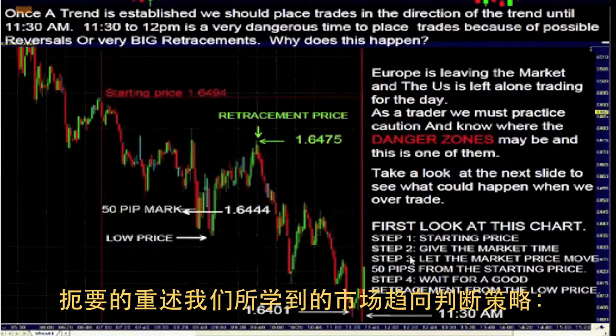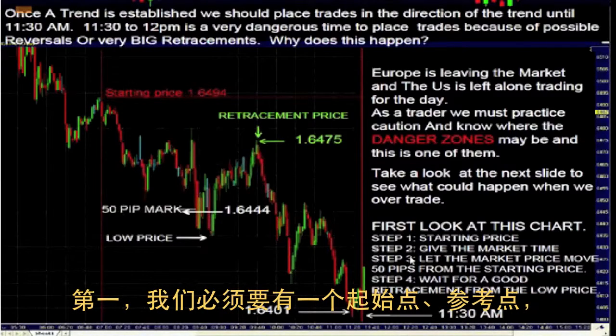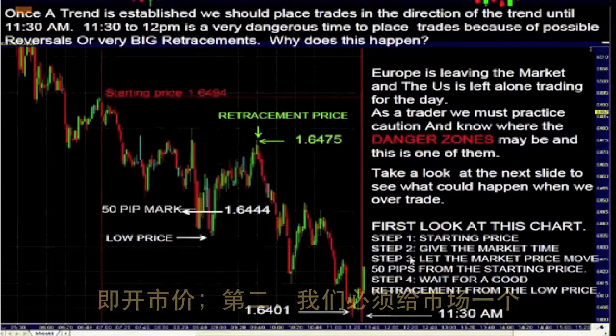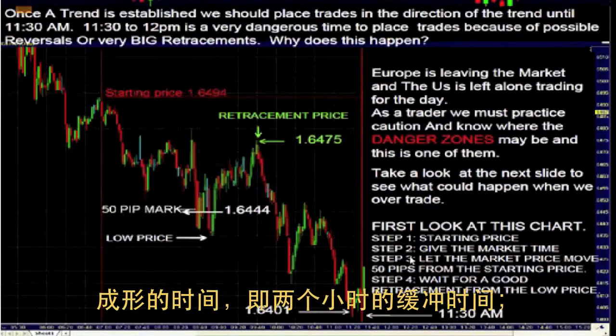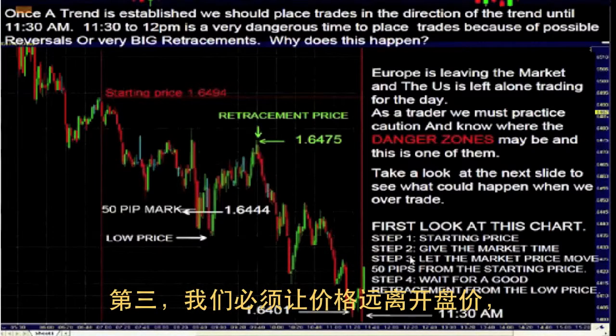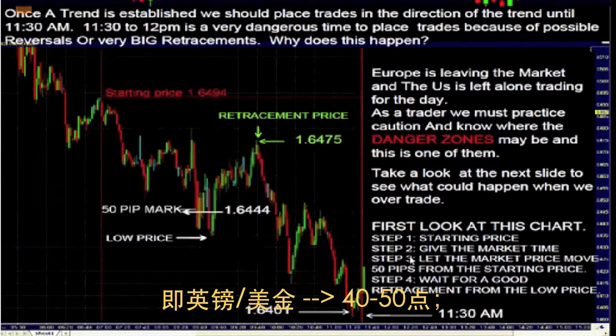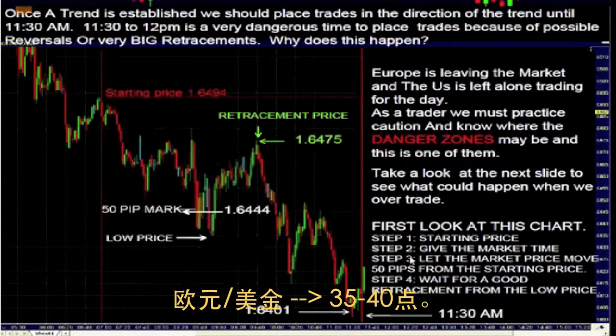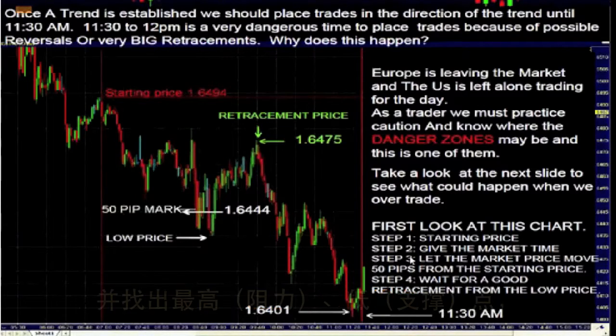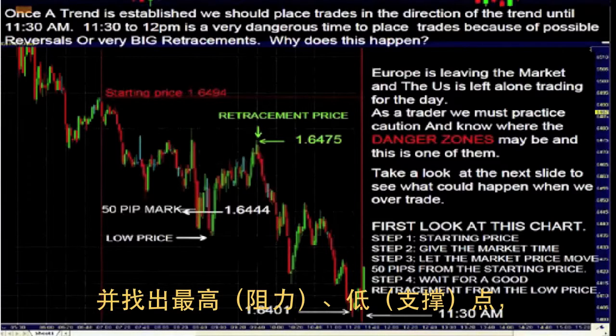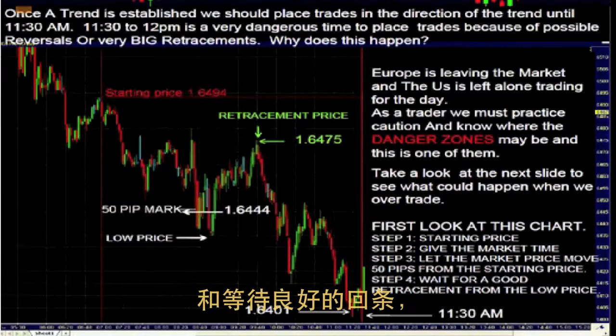Now, to recap what we've learned, remember, to determine the direction of the market, number one, we must have a starting price. Number two, we must give the market time to develop. Number three, we must let the price move away from the session open depending on the session we're trading: 40 to 50 pips on the pound, 35 to 40 pips on the euro. We must also wait for a good retracement to give us a better confirmation of the trend of the market.